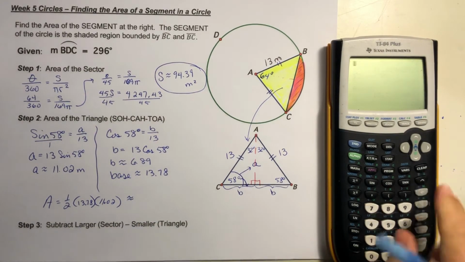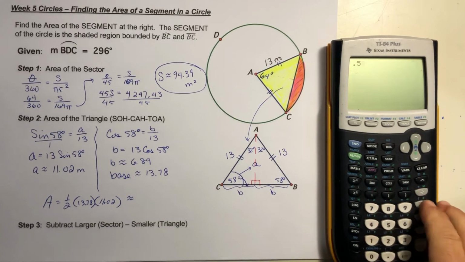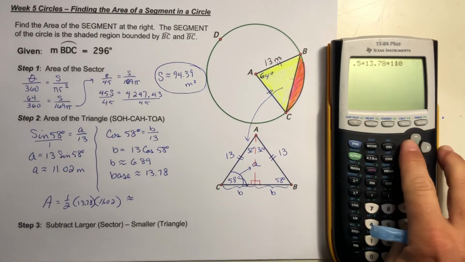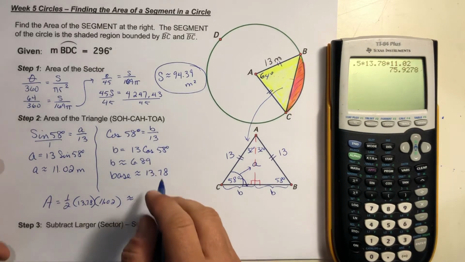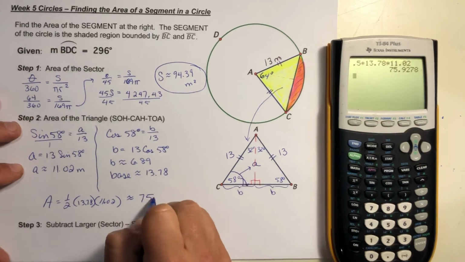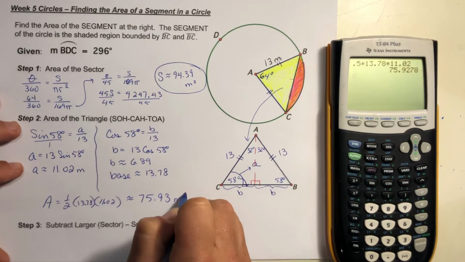Okay, so I'm going to clear this out. I'm going to type in the area of my triangle, 0.5 times 13.78 times 11.02. Enter. So now the area of my triangle is 75.9278. Let's call it 75.93, and I'm going to write meters squared.